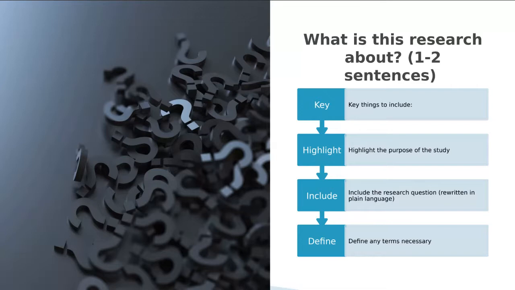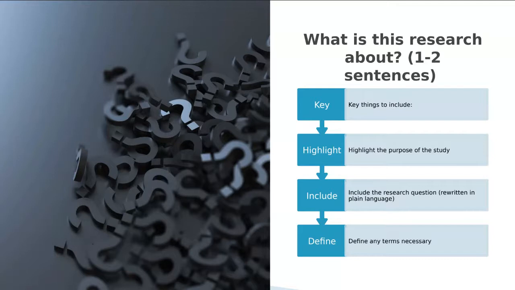So how do I write this part? Number one, a couple of sentences. What is this research about? Highlight the purpose of the study. For example, the purpose of the study was to investigate the effectiveness of ivermectin in preventing COVID-19. That is the purpose of the study. So you are going to give your citation. Of course, don't forget your citations, and you are going to highlight the purpose of the study.